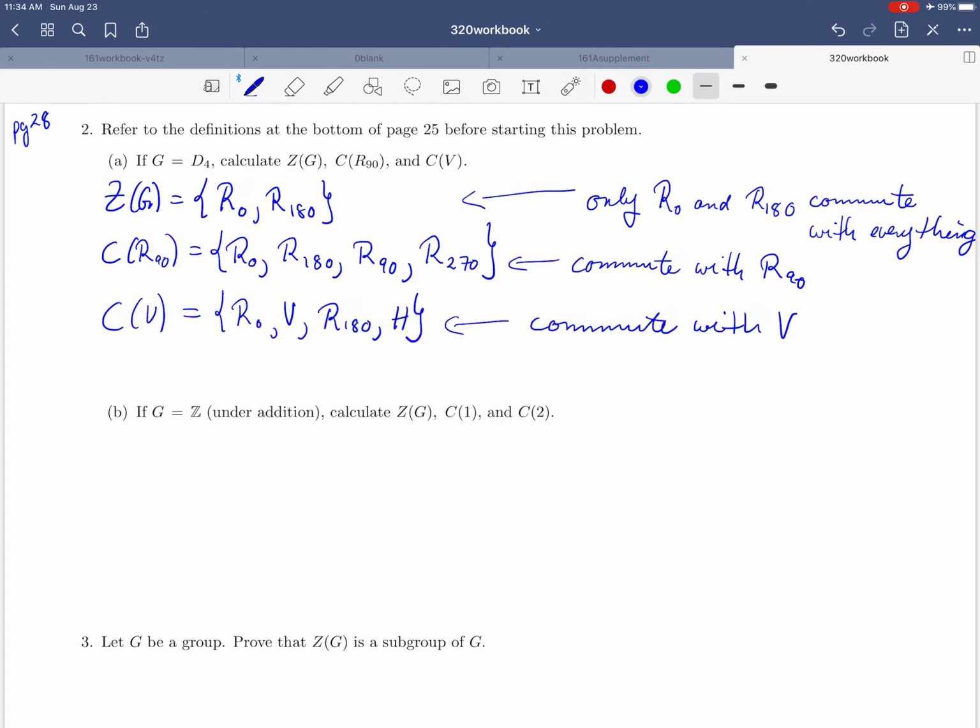So in part B, we have the group of integers under addition, and we are asked to find the center of this group of the integers and then also the centralizer of the element 1 and the centralizer of the element 2. Okay, so we know integers under addition very well. So I ask you, when you are adding two numbers, which of those commute? So for which numbers is a plus b equal to b plus a? For what integers?